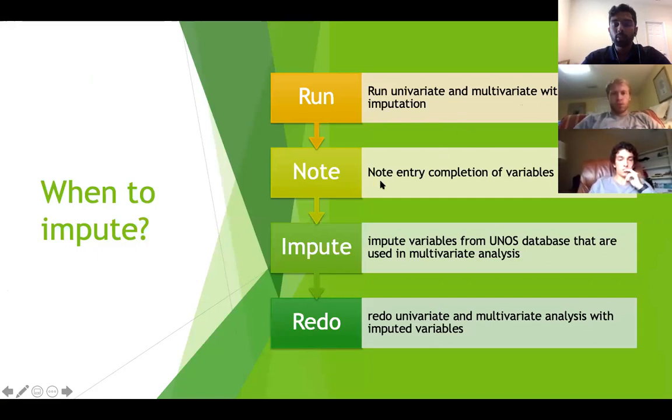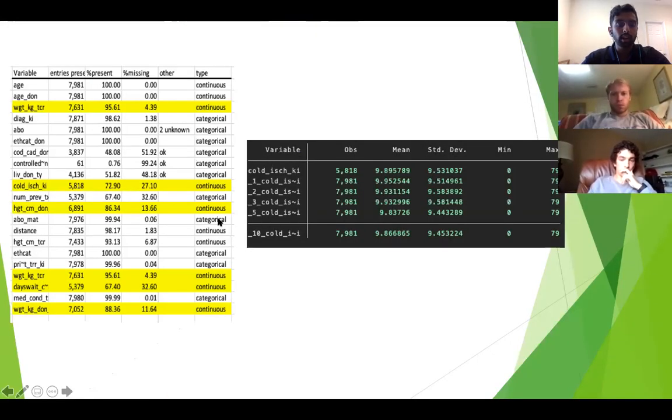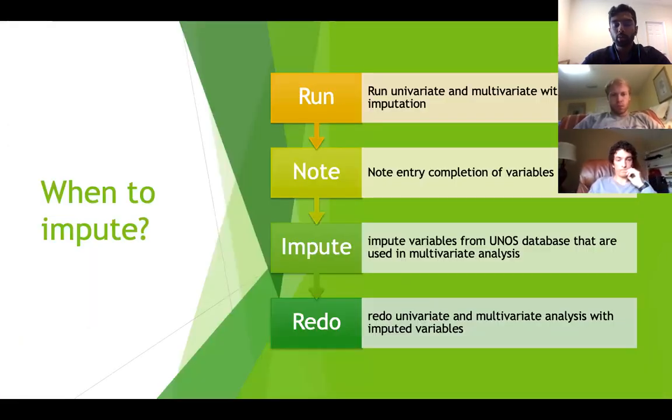But while you do that, it's important to note entry completion of variables. For example, I created a table like this after I run multivariate analysis, and I take these variables from the UNOS database and ask, how many entries are present? For example, cold ischemia time, 5,800 out of 7,900 are there, which is about 72%. And it's a continuous variable, and it's something I care about in multivariate analysis. So then I'm going to impute it. So once you note the entry completion of variables, anything that's less than 100% complete, is a continuous variable, and you care about it in multivariate analysis, those are the variables you want to be imputing.